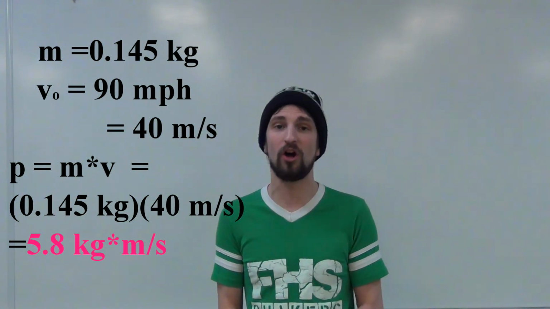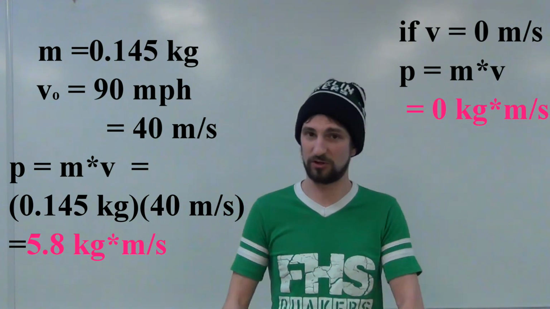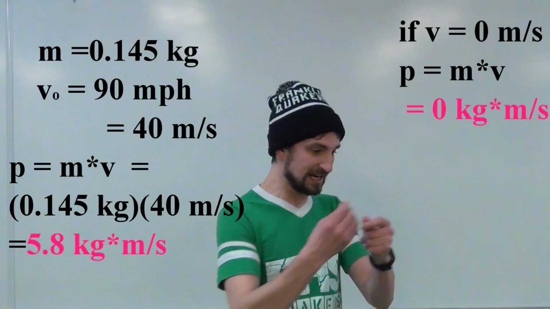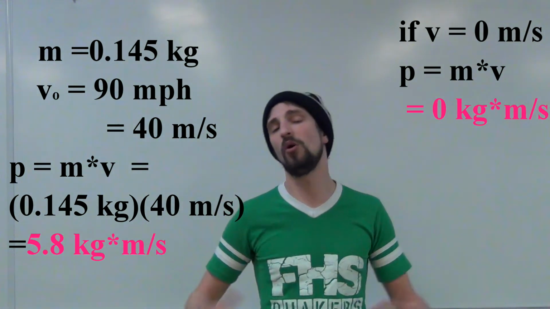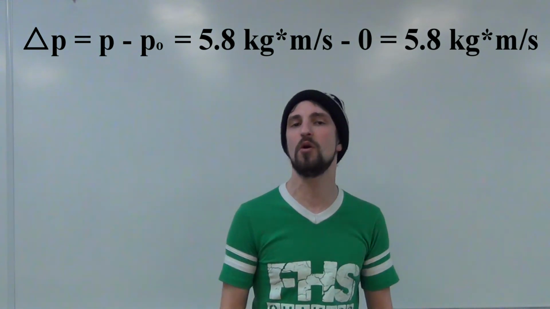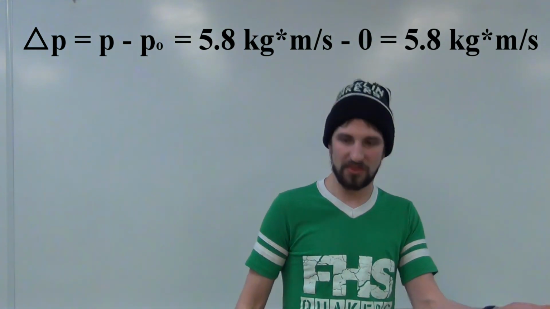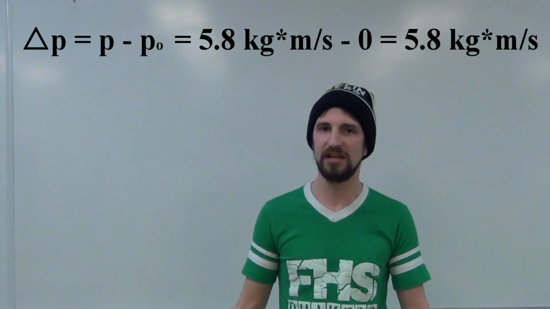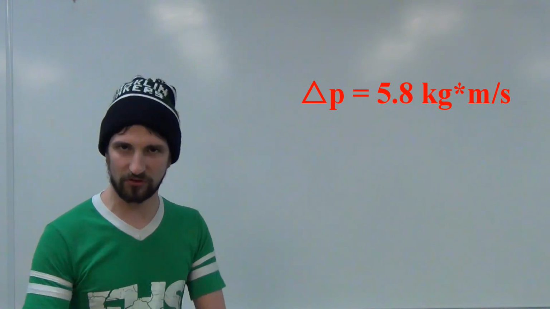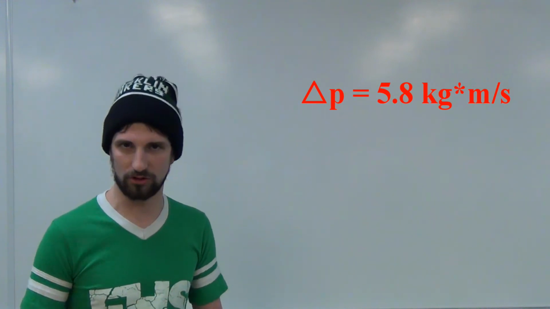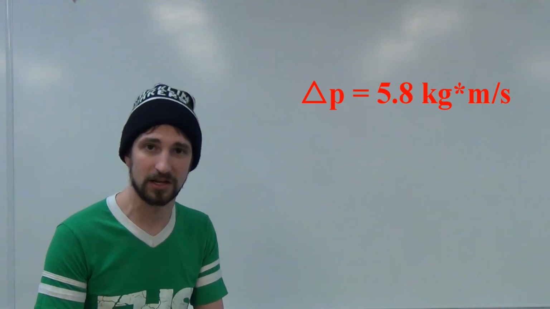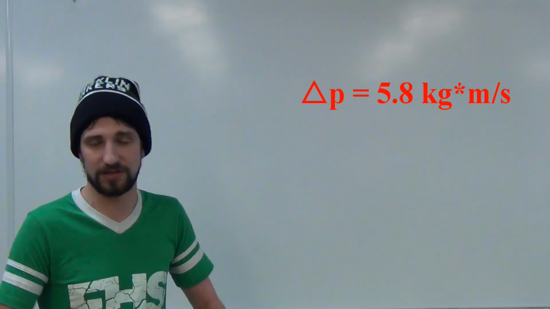If you catch this baseball, it will have momentum of 0 kilograms meters per second because it's not moving. Zero velocity times any mass gives you no momentum. Then it only makes sense that the change in momentum is 5.8 kilograms meters per second. It had 5.8, then it went to 0, so the change is 5.8 kilograms meters per second. No matter how you catch this baseball, the change in momentum is going to be 5.8 kilograms times meters per second. It will always be that because it's always starting at the starting speed and ending at the final speed of 0. But depending how you catch the baseball is going to change the amount of force exerted on your hand.